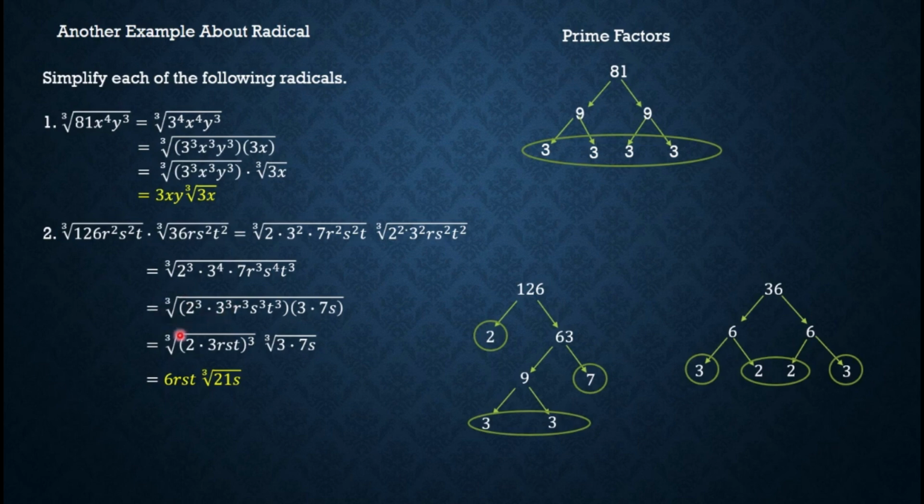Okay, there is the cube root of the quantity 2 cubed times 3 cubed, r cubed, s cubed, t cubed, times the quantity 3 times 7 s. We take out the exponents from the solution. Then we separate the cube root that cannot be extracted, that cannot be cancelled. So the final answer is 6rst cube root of 21s.